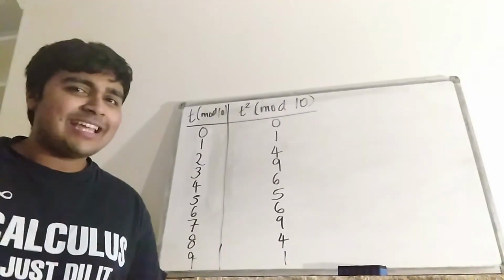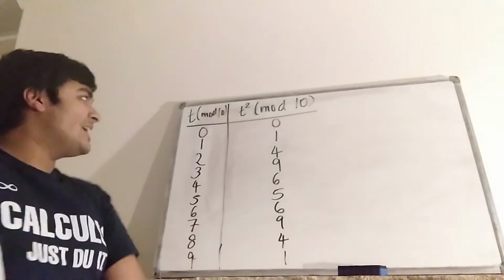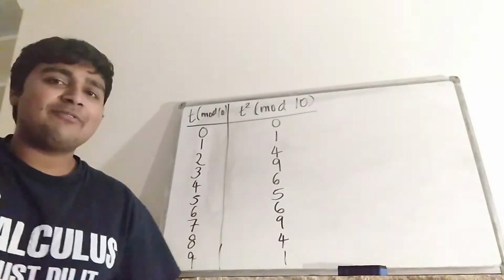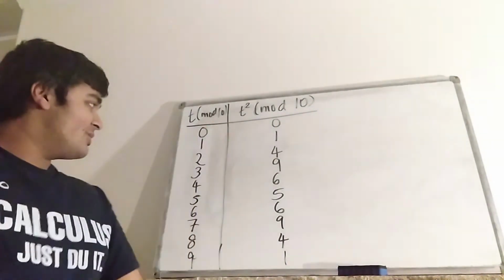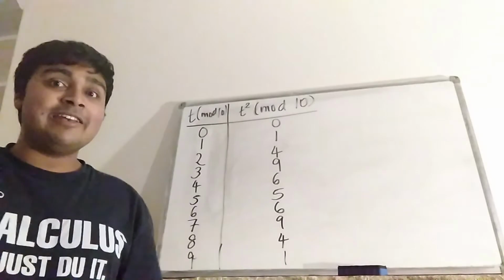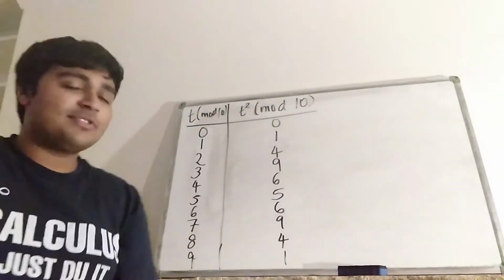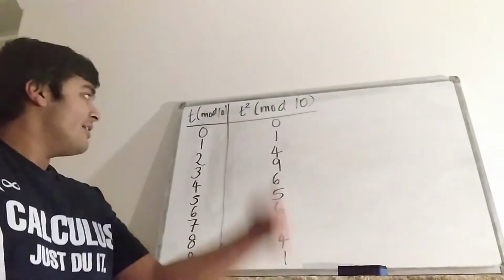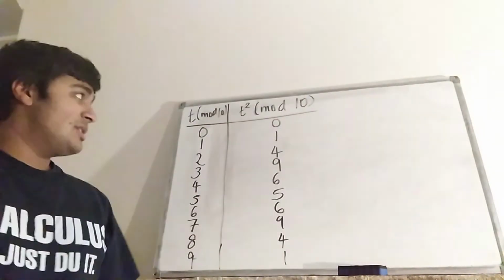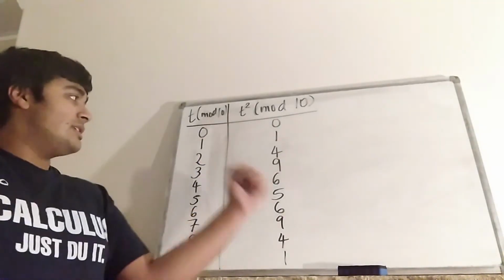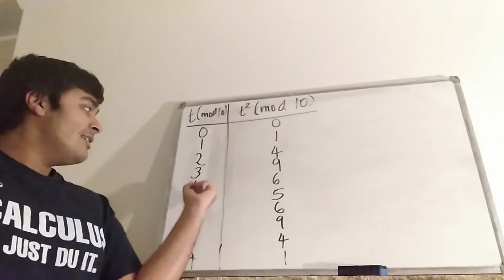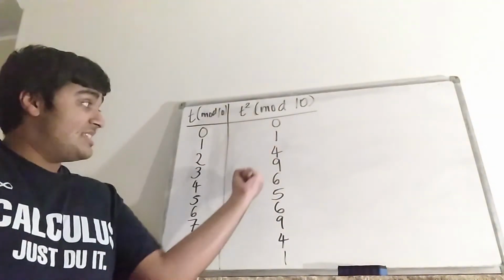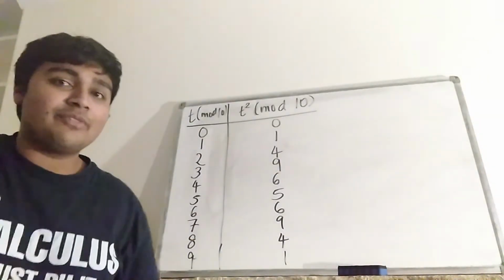Okay, so I've written a little table on the whiteboard. In the left column we have t mod 10. So remember, every natural number t is either 0, 1, 2, 3, 4, 5, 6, 7, 8 or 9 mod 10. And in the next column I've just written t squared mod 10. Okay, so we have 0, 0 squared is obviously 0, which is 0 mod 10. 1 squared is 1, which is 1 mod 10. 2 squared is 4, 3 squared is 9. 4 squared is 16, which is 6 mod 10. It has a remainder 6 when you divide it by 10.